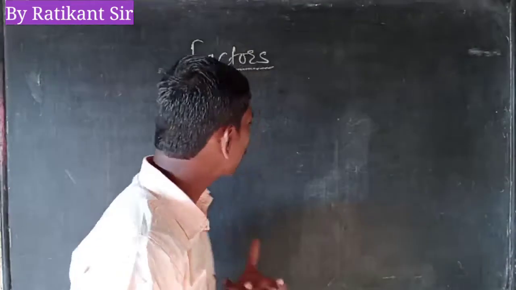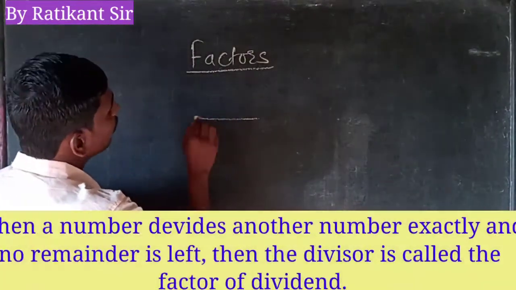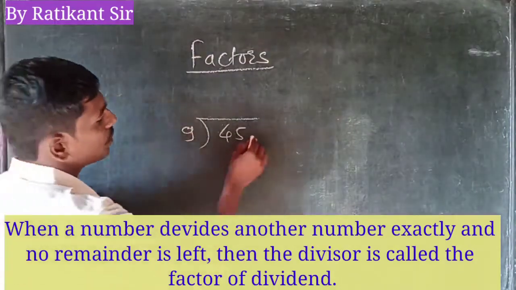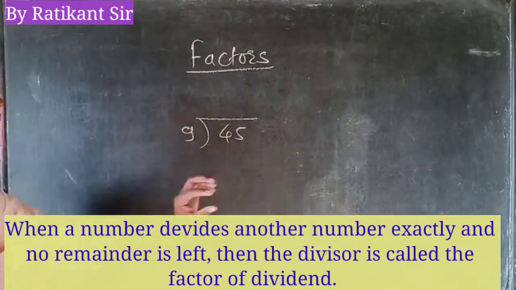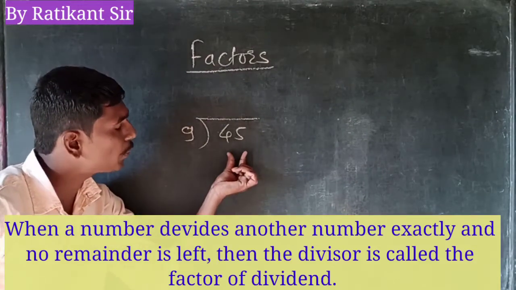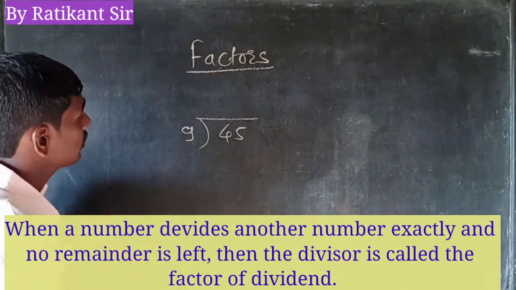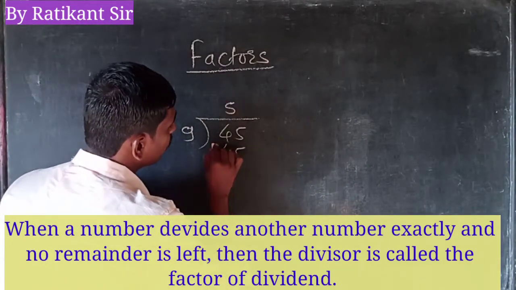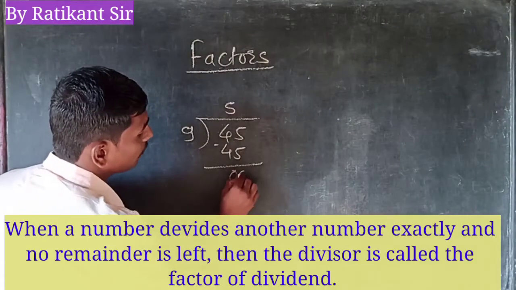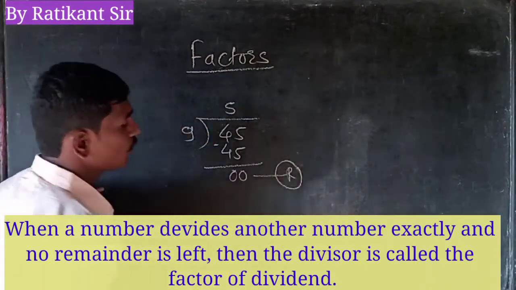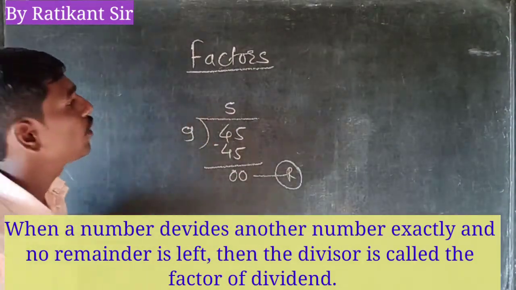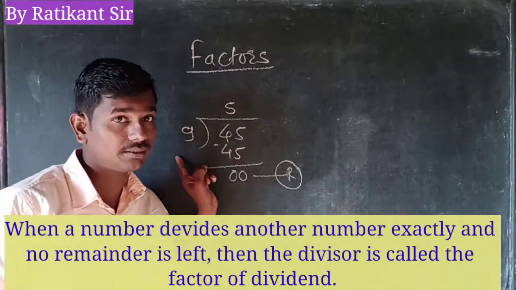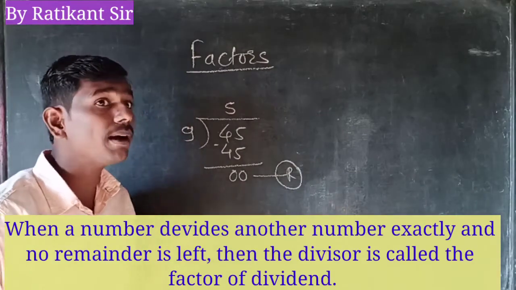Suppose now I want to divide 45 by 9. We know this is the dividend, this is the divisor, right? But when I divide 45 by 9, what will be the answer? 9 5s are 45, 5 will be the quotient, and there again 45 you have to write, and the remainder will be 0. It means that 45 is exactly divisible by 9.